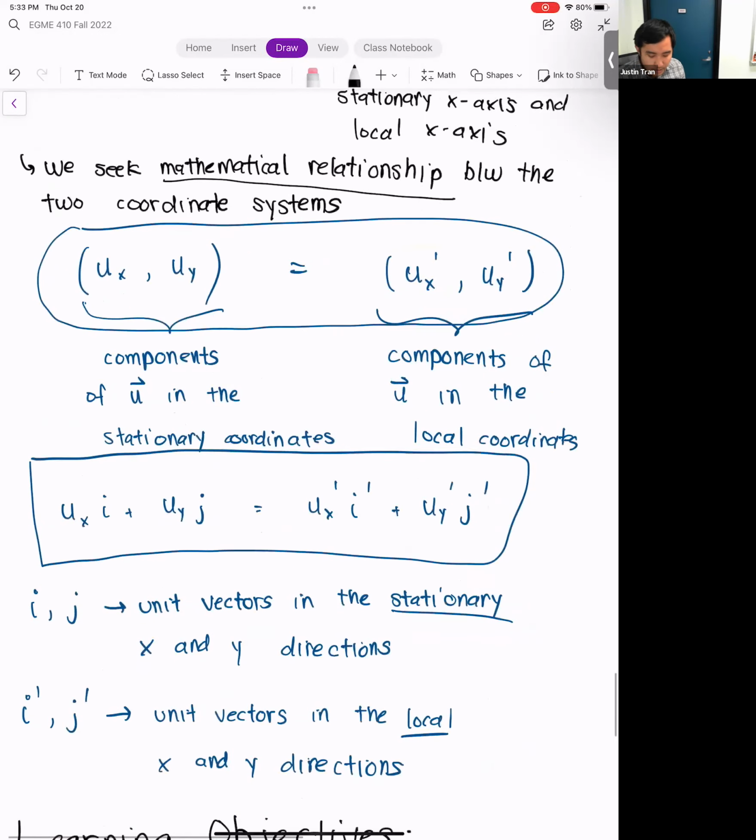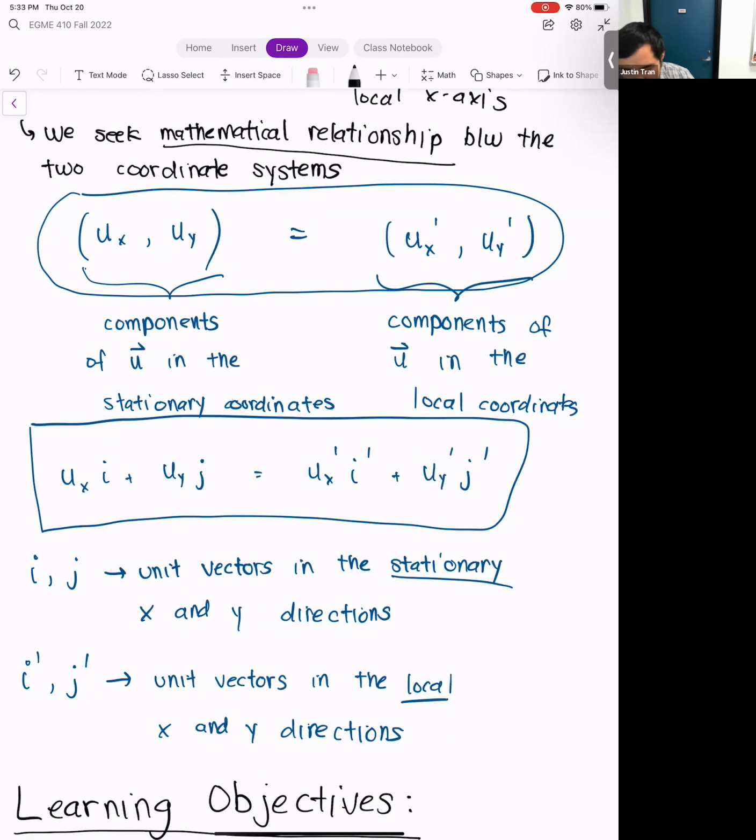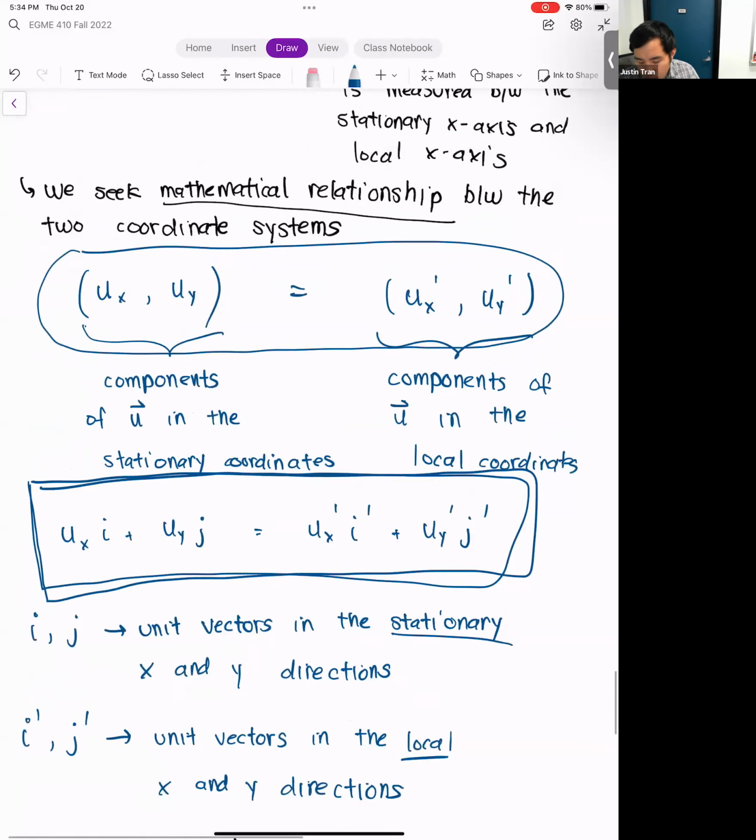And so what we have is this relationship right here. This is what we ended on. For the vector u, if we describe its coordinates, ux and uy, in the first coordinate system, which we call the stationary coordinates, it would be ux times i plus uy times j, where i and j are the unit vectors in the stationary x and y directions. This has to be equal to the same vector expressed in different coordinates. And so we have ux prime times i prime plus uy prime times j prime, where the big difference is that i prime and j prime are unit vectors in the local coordinate system.